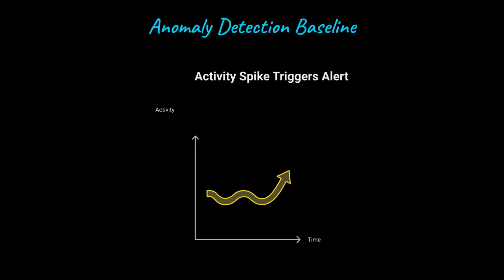The baseline itself can be statistical, tracking typical login times and frequencies, or model-based, using machine learning to distinguish normal from suspicious patterns. The challenge is keeping the baseline adaptive as the environment evolves over time.